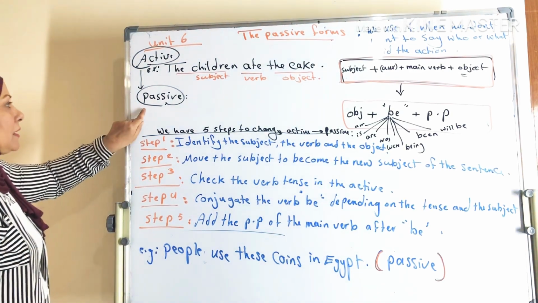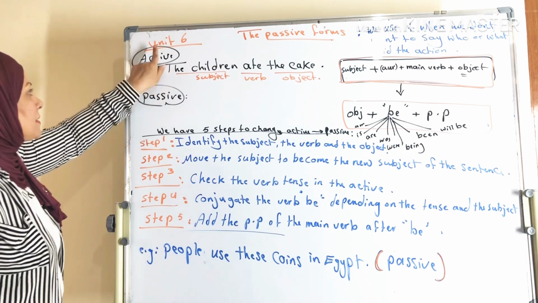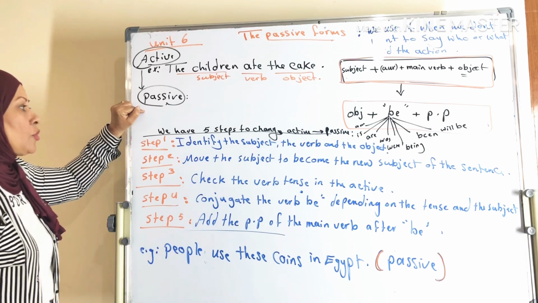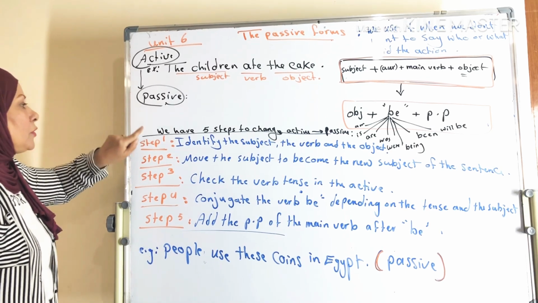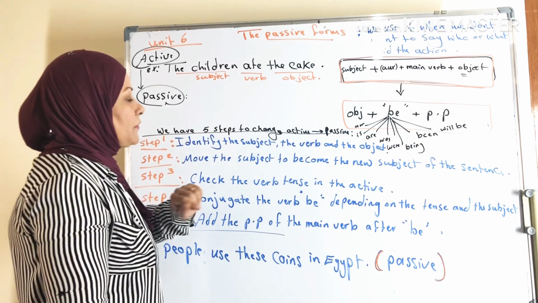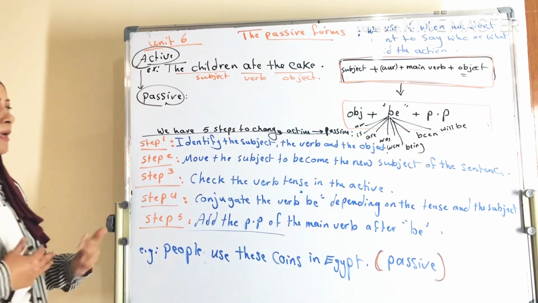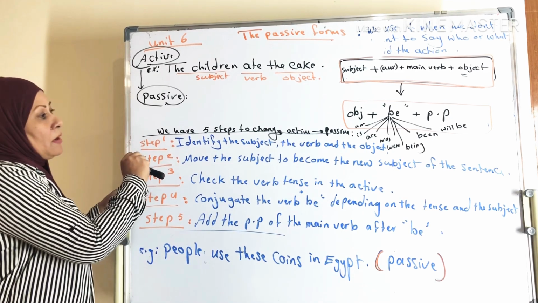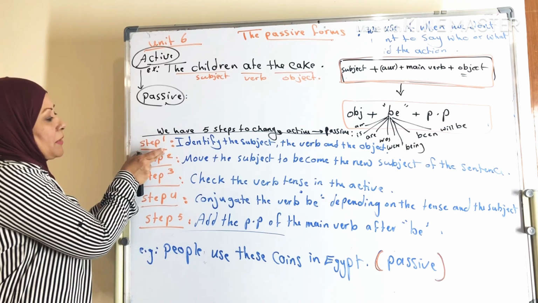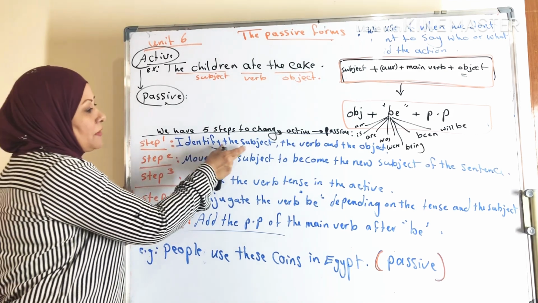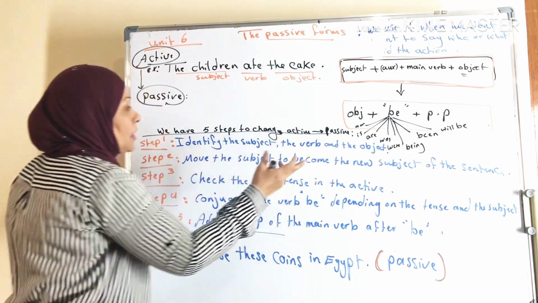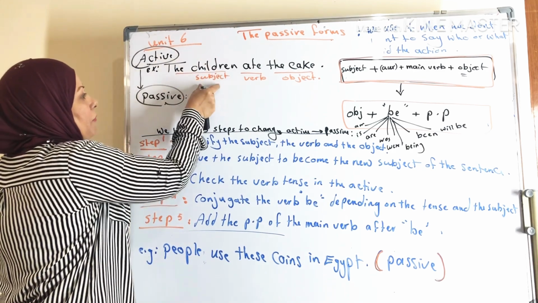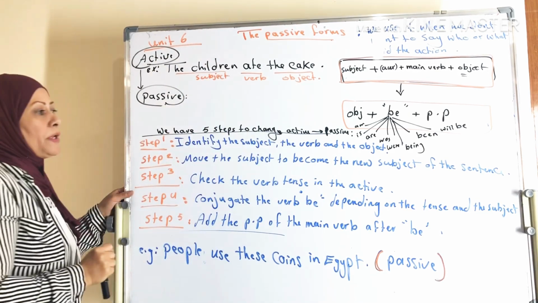Okay, how can I change this sentence in active form into passive form? If you want to learn, you have to follow these 5 steps to change an active into passive. So be with me. We have step number 1. Identify the subject, the verb, and the object. As I said before, we must know where the subject, the verb, and the object are in the sentence.